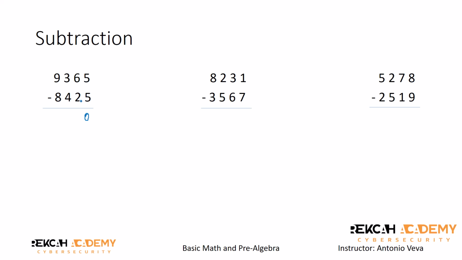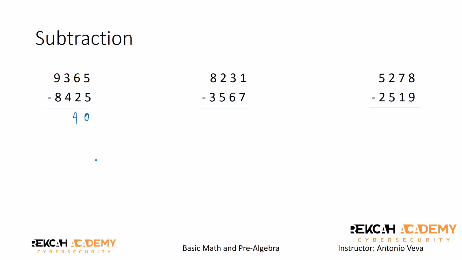So 6 minus 2 equals 4. There you go. And in the third column, in the hundreds column, 3 minus 4. Well, we can't do the direct subtraction there. So we need to borrow from the thousands place.